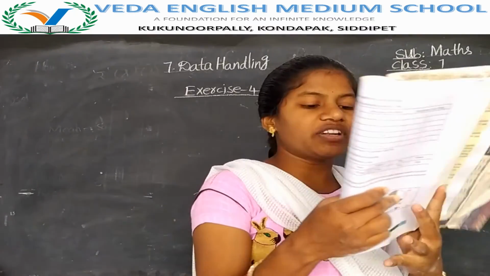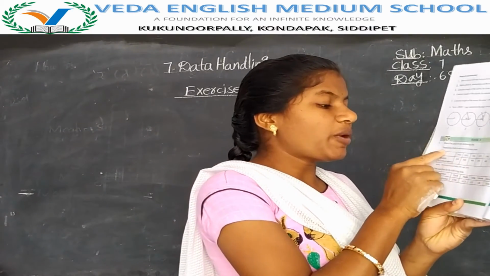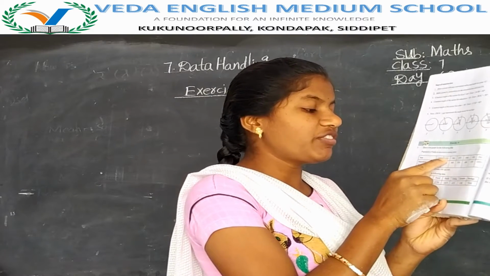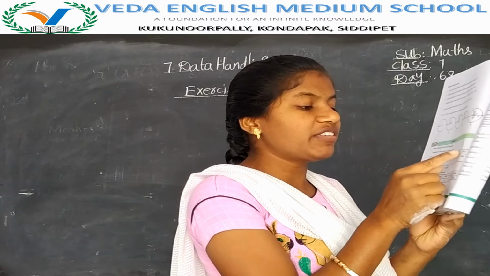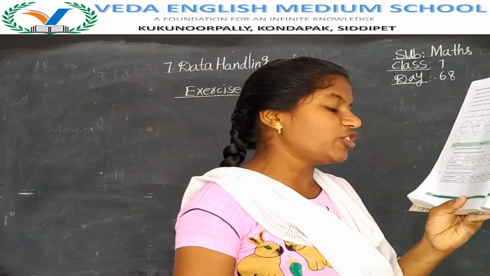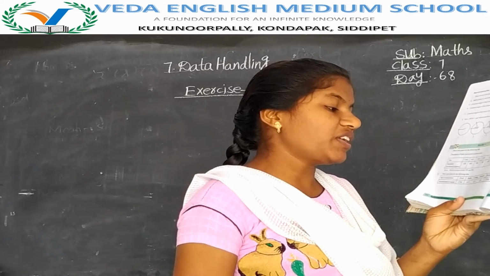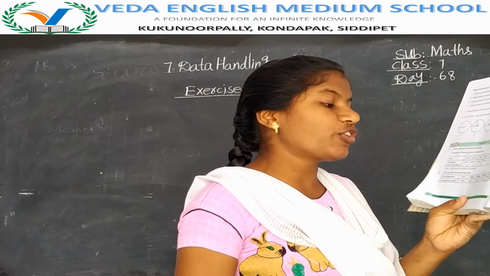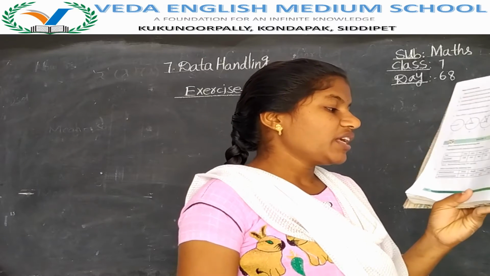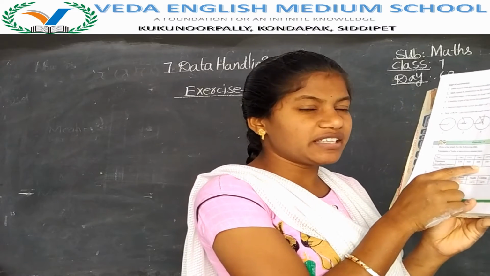Draw a bar graph for the following data. They have given the population of India in successive census years. Years 1941, 51, 61, 71, 81, 91, 2001. Population in millions approximately. In 1941, 320 millions. 1951, 360 millions. 1961, 440, 550, 680, 850, 1000.